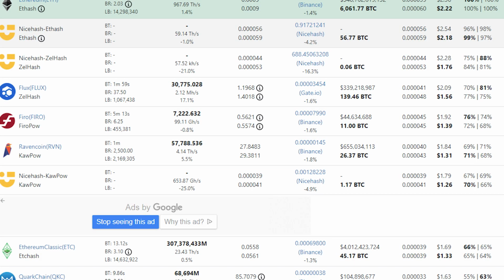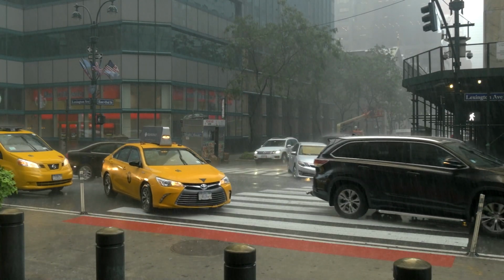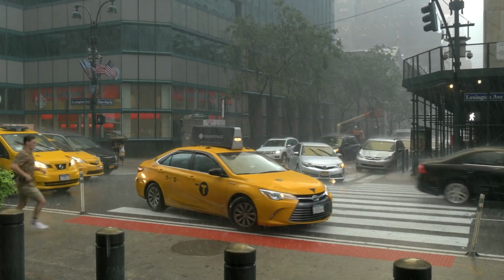If you look on whattomine.com, you can see that whatever GPU you select, they can all mine a bunch of different algorithms. But with ASICs, you can only mine one algorithm, which is the algorithm it is set up to mine. So now that you know a little bit about ASICs and GPUs, it's time to talk about which is the better option for mining.